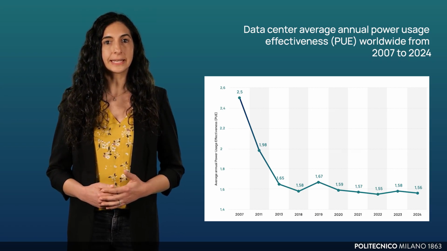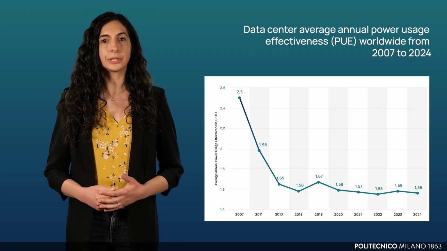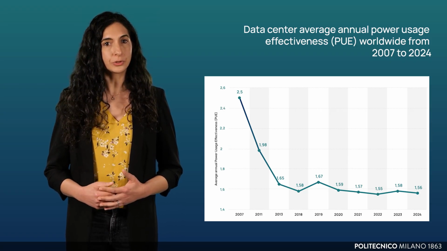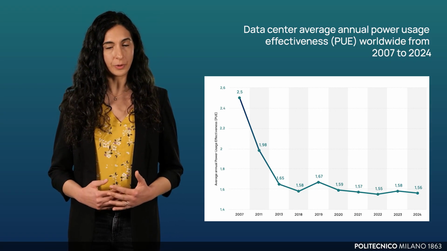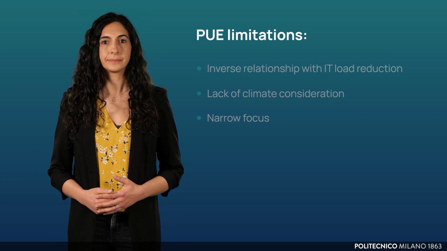The most efficient data centers are those of the major cloud providers such as Google Cloud, Amazon Web Services, and Microsoft Azure, which today boast very low PUE values between 1.10 and 1.18. However, PUE presents some important limitations.